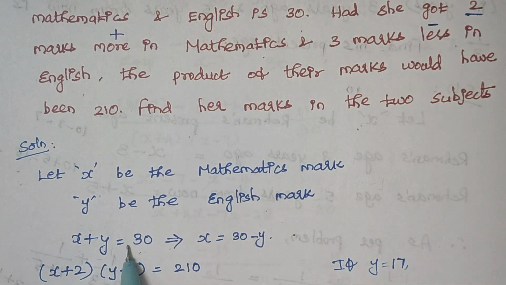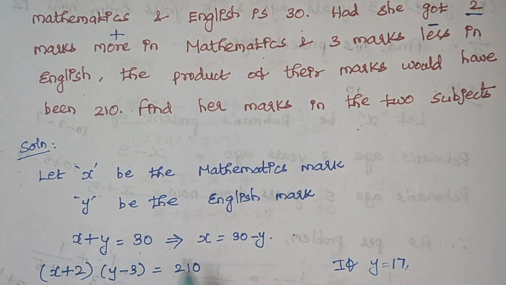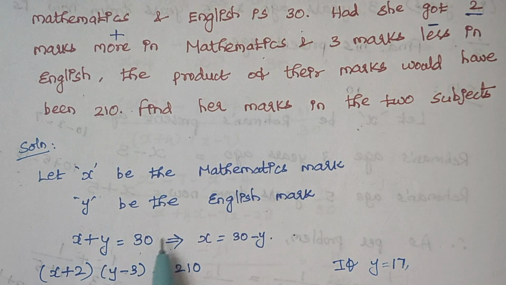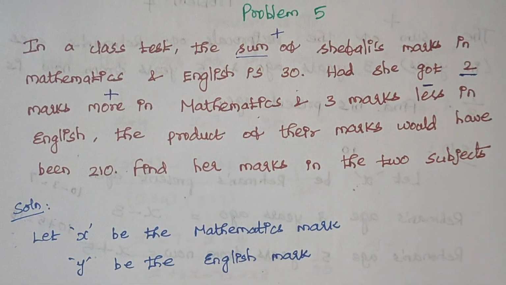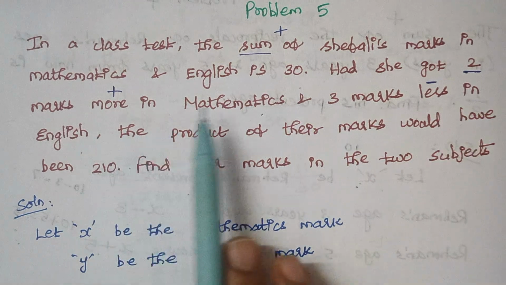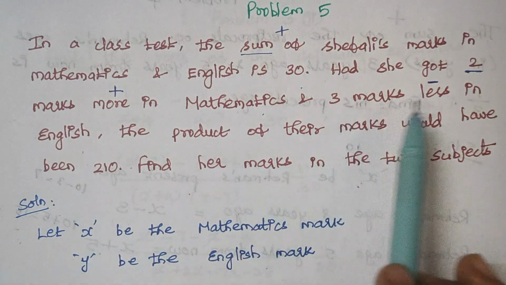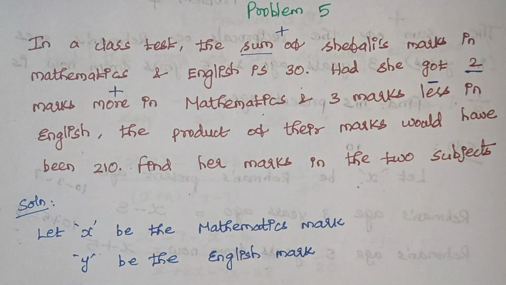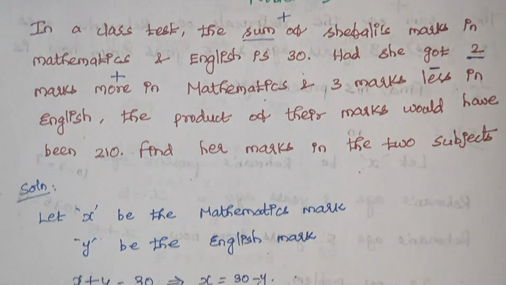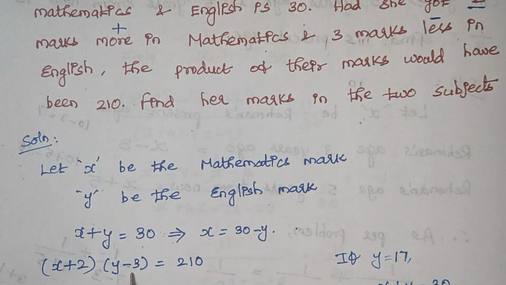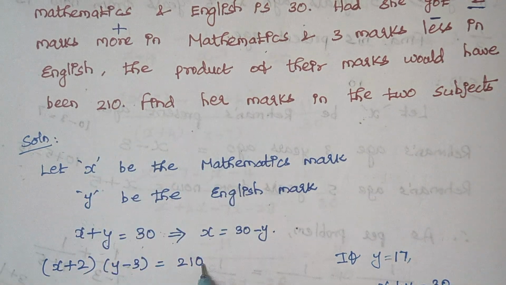Now with this equation we can write the value of x as x is equal to 30 minus y, because I am moving this plus y to the right hand side. Now the second part, had she got 2 marks more in mathematics. The mathematics mark is x. If she got 2 marks more, then it will be x plus 2. And 3 marks less in English: if she got 3 marks less in English, then it will be y minus 3. So here it is (x plus 2) into (y minus 3), and the product value is equal to 210.